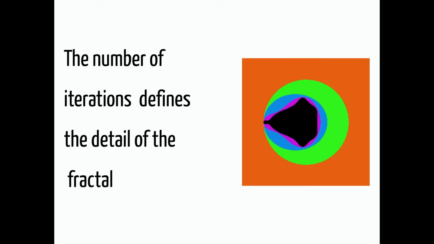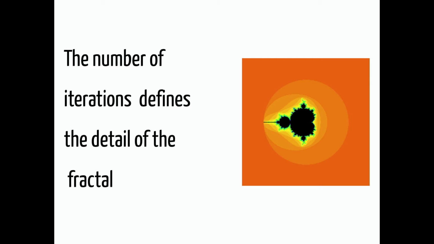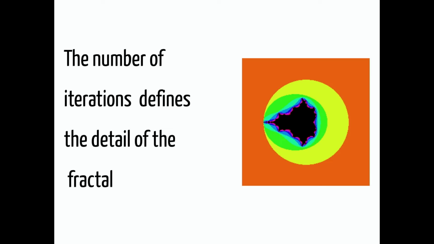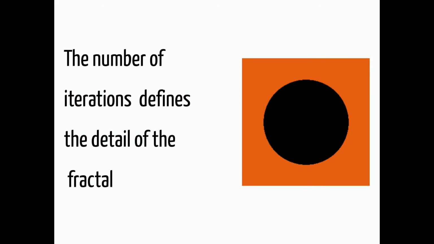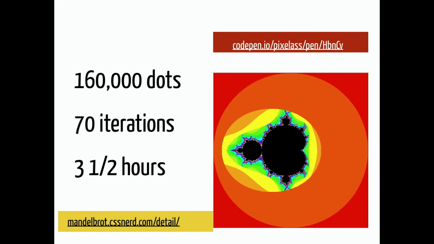The thing with the Mandelbrot set is the number of iterations actually define the detail that the fractal has. So I tried to get more detail and a faster compile time. So I made another version. I did this one in color, and it also has 160,000 dots. I ran 70 iterations, and it still took 3.5 hours to compile.